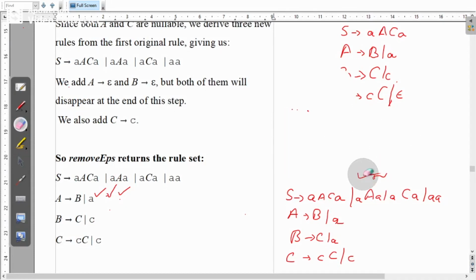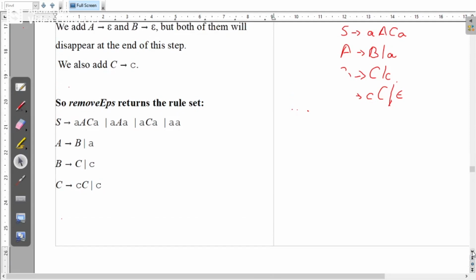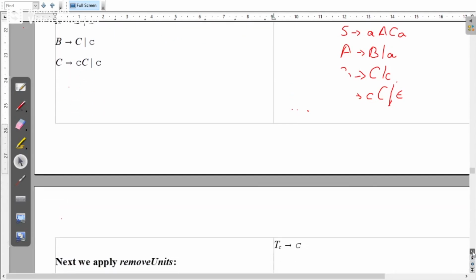So I have here shown the final grammar. You can see here same thing I got. S gives ACA and B A's rule, B rule and C rule. Next I will apply this next algorithm. What's the next algorithm? Remove units.